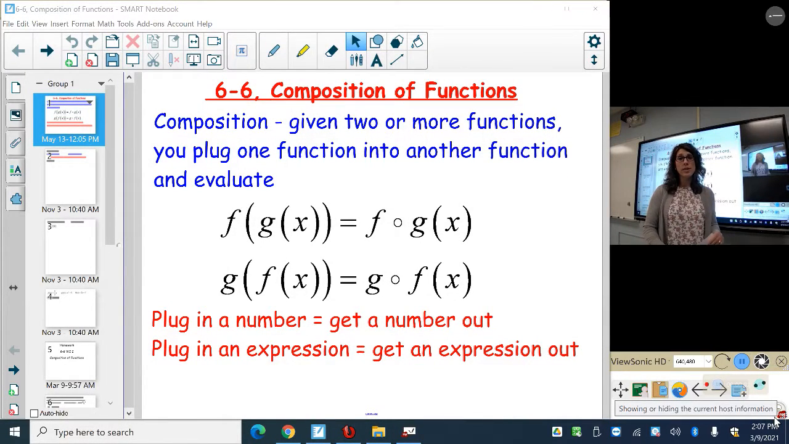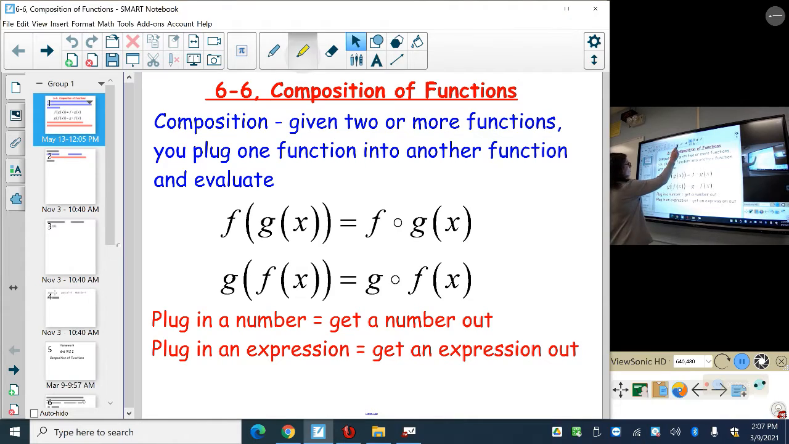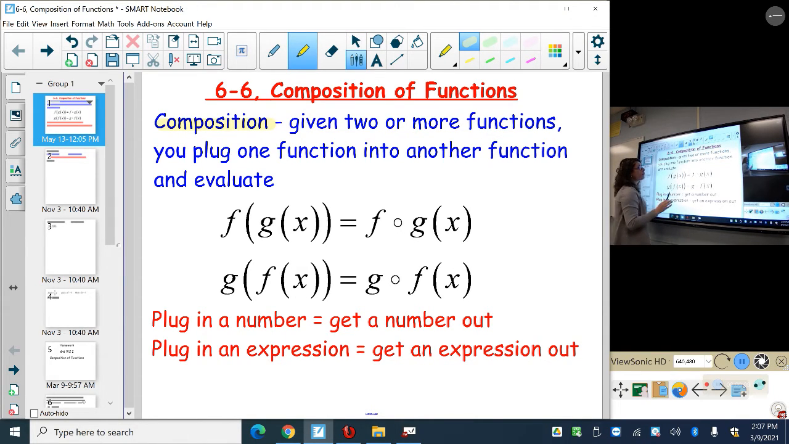Today we're talking about section 6-6, which is about composition of functions. When we're doing composition of functions, the first thing you need to know is what composition is. Composition is, given two or more functions, plugging one function into another and evaluating or getting a new formula, okay? So when you see something written like f parentheses g of x, that is exactly the same as f of g. That does not say "fog", it says f of g. Same thing here, g parentheses f of x is the same thing as g of f of x, okay?